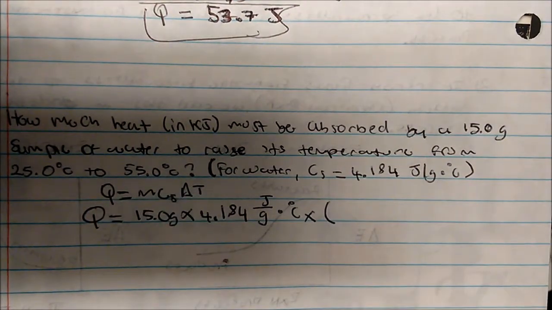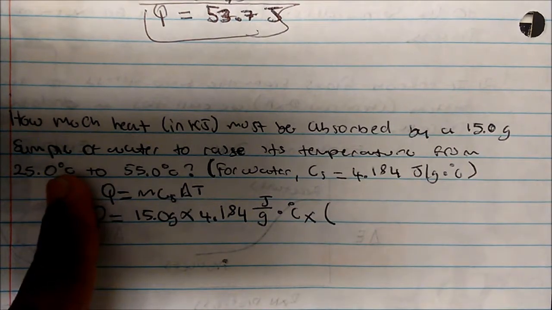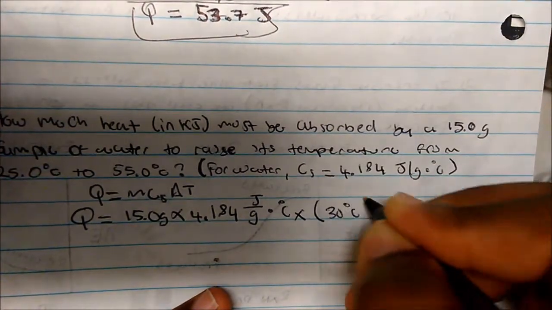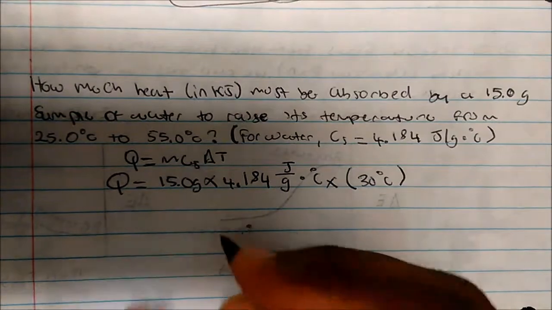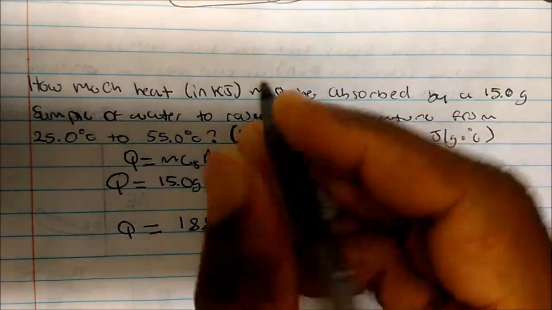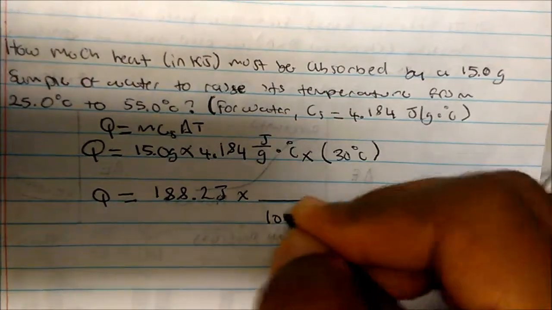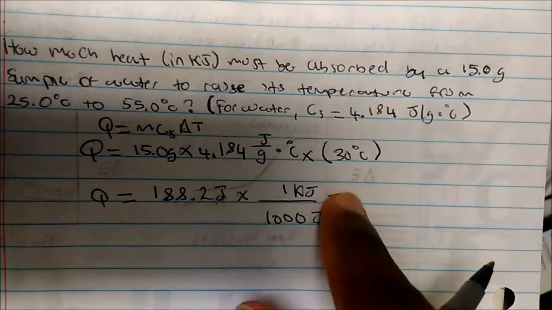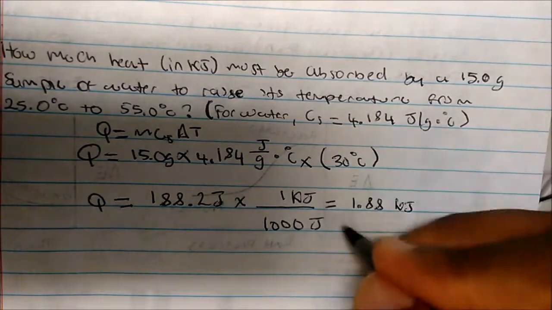So temperature from 25 to 55. Notice that 55 is my final. 25 is my initial. So if I take 55 and subtract 25, I should get around 30 degrees Celsius. And that's simple. Now plug this in. If I multiply this out, Q is going to be equal to approximately 188.2 joules. Because it's usually given in kilojoules, I'm just going to convert it to kilojoules. For every 1 kilojoule, there are 1,000 joules. Notice that joules and joules will cancel out to give me kilojoules. So essentially I'm dividing by 1,000, and this will be equal to 1.88 kilojoules.